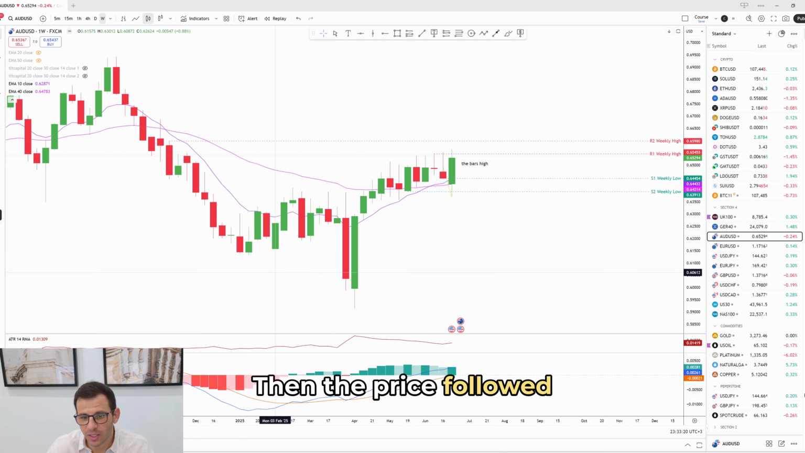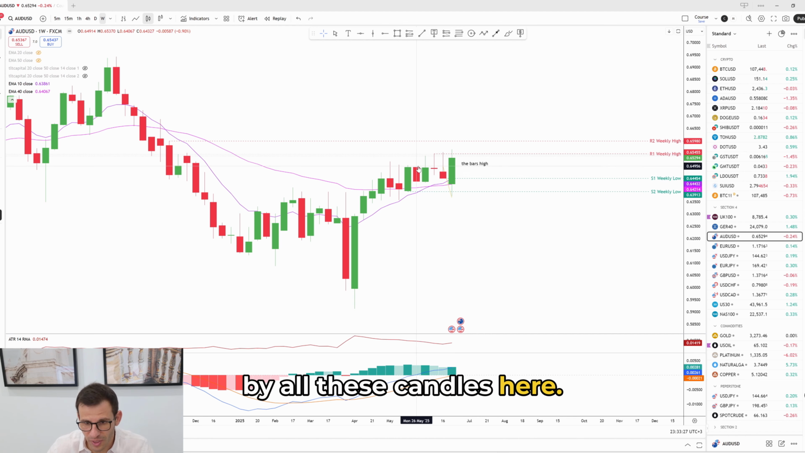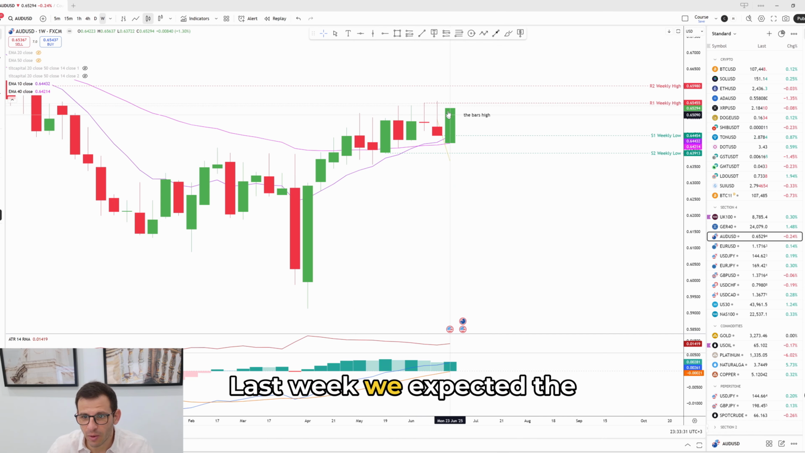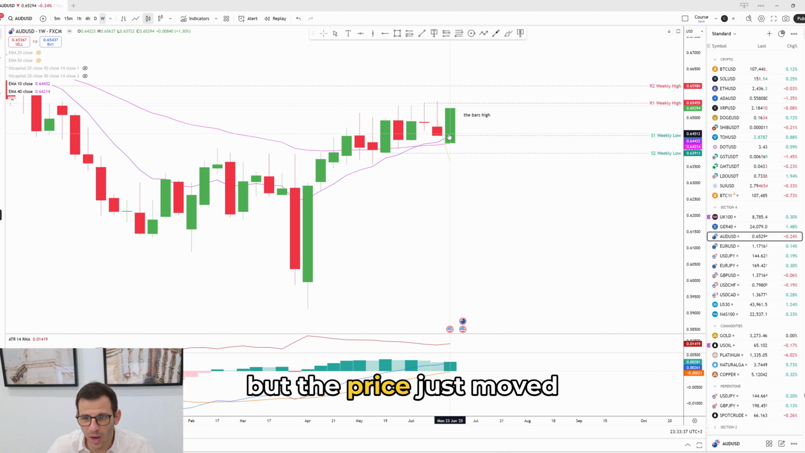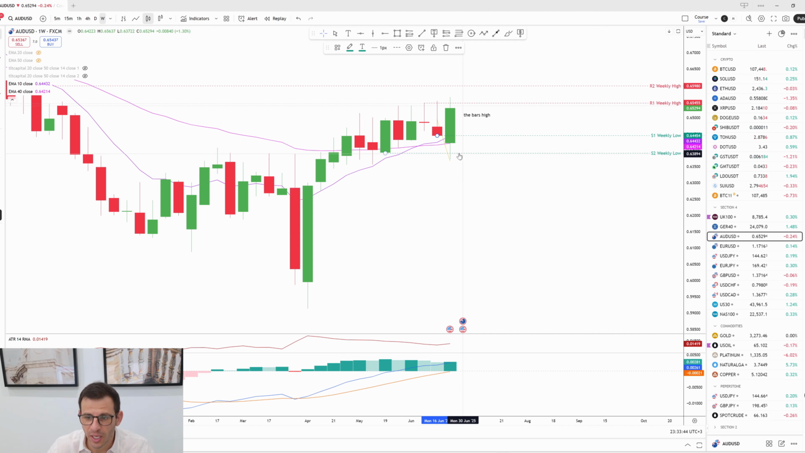Then the price followed with a new low, so this high here is taken out basically by all these candles here. Now, technically the market is in a transition period. Last week we expected the bearish engulfing to kick off some selling pressure, but the price just moved underneath the low of the previous week's candle for about 50 pips.